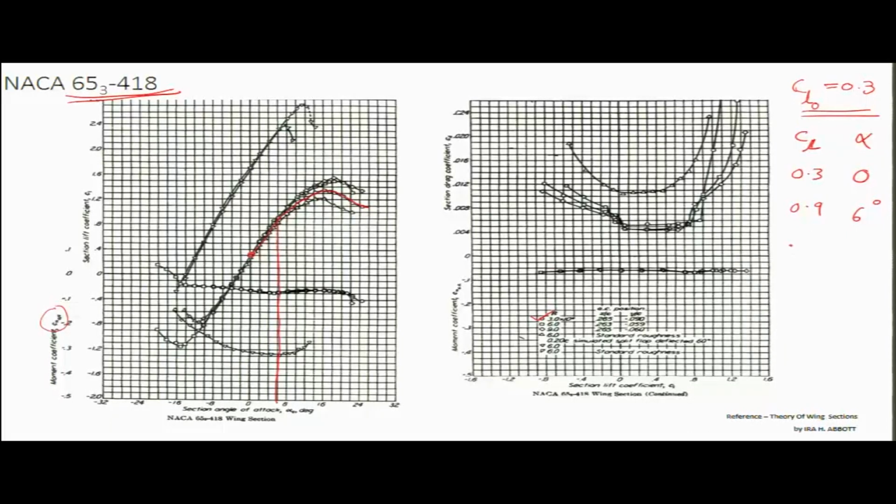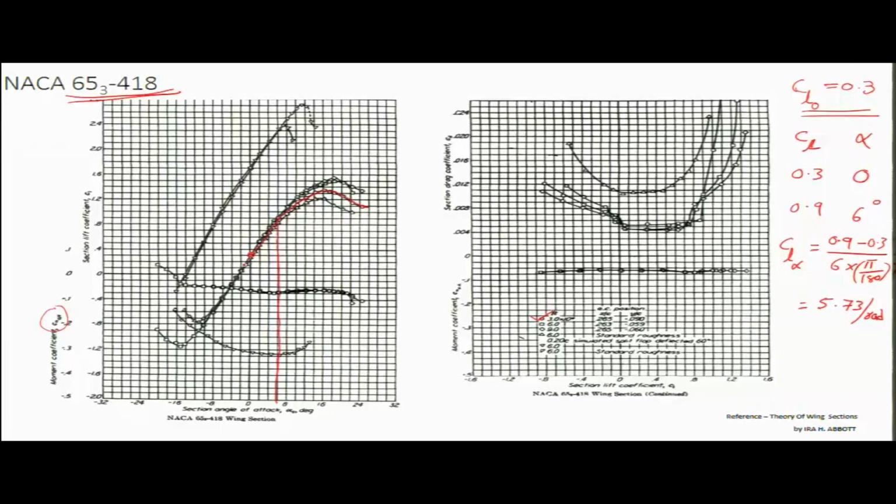So how do we find the CL alpha of this curve? It is (y2 minus y1) by (x2 minus x1), that is, CL at alpha equal to 6 degrees, which is 0.9 minus 0.3, divided by 6 into pi by 180. So what is the answer for this? 5.73 per radian.